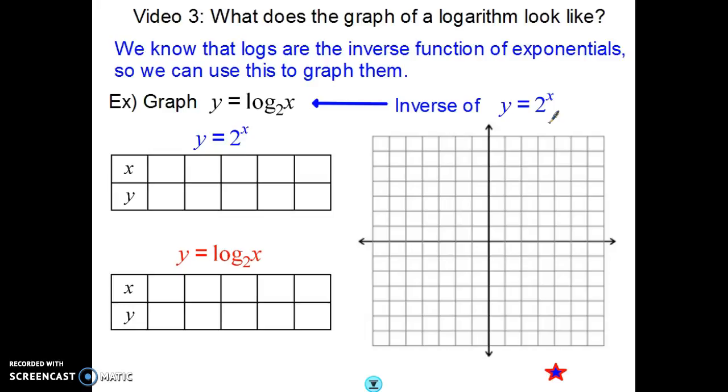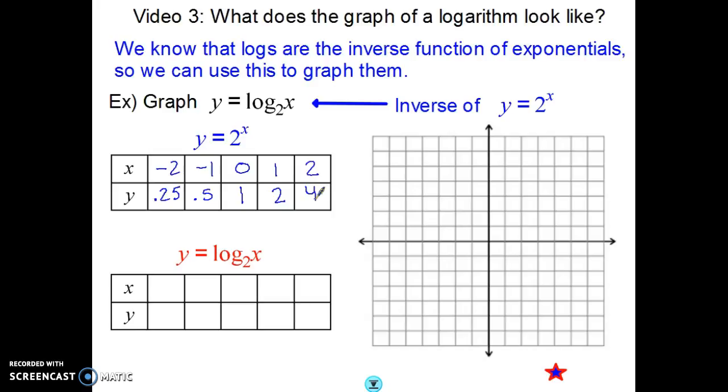So that means if we can make a table of values for y equals 2 to the x, we can also make a table of values for log base 2 of x. So we'll just pick some nice, easy to use numbers: -2, -1, 0, 1, and 2. And we'll either use our calculator or use our knowledge of exponents to fill in this table. We'll get that this is 0.25 or 1/4. This is 1/2 or 0.5. This is 1, this is 2, and this is 4.